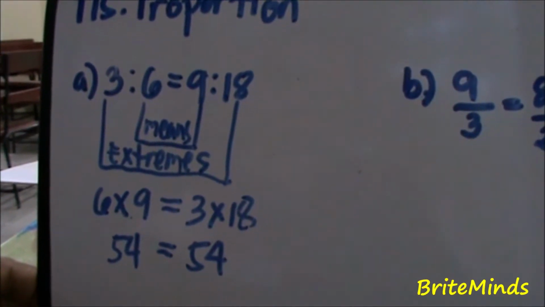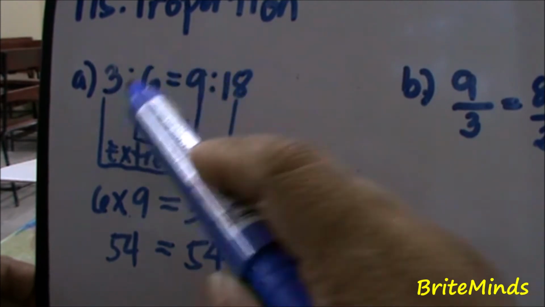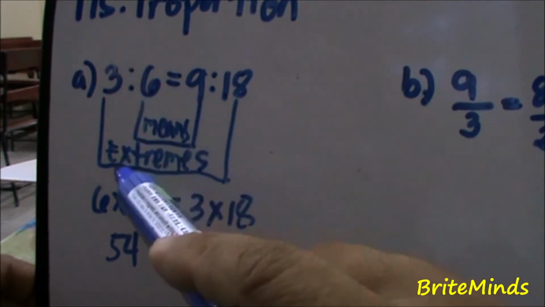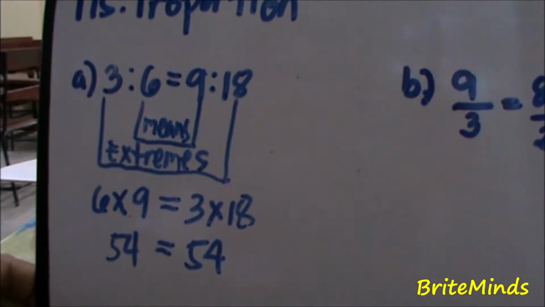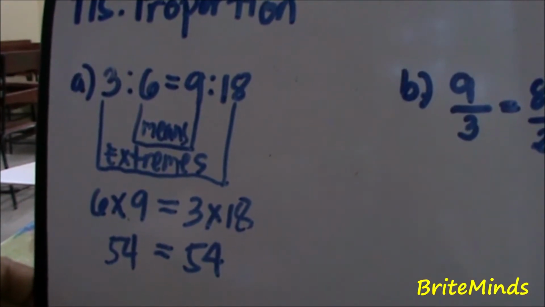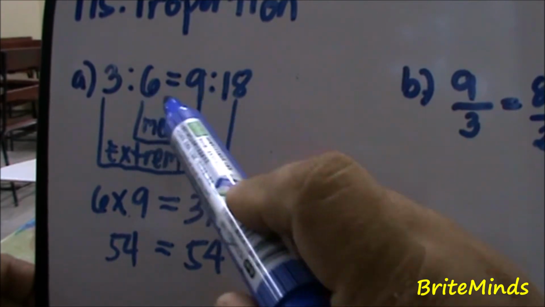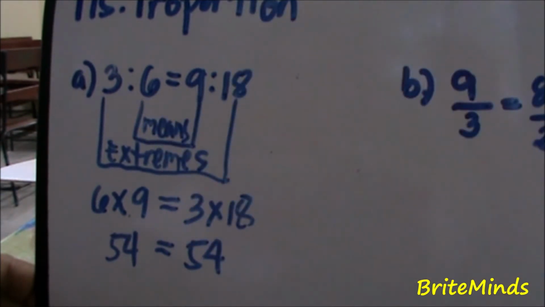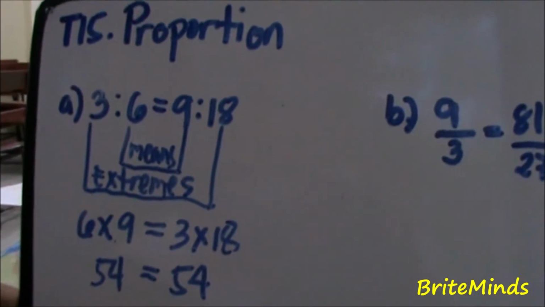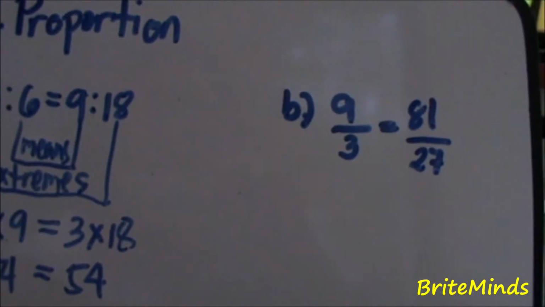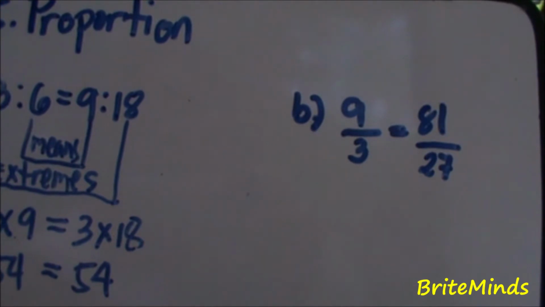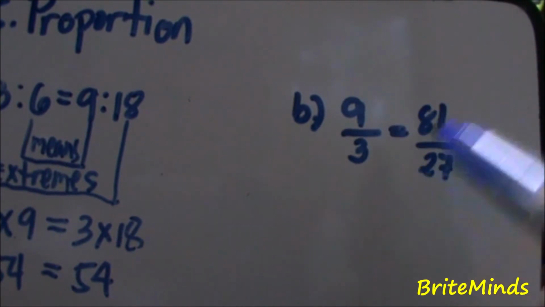So these ratios, 3:6 and 9:18, are proportionate. This means that they are equal. Okay, so we go to the second example, where our proportions are in the form of fractions.